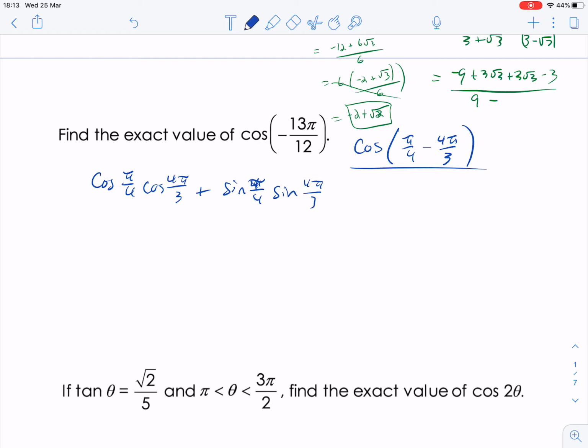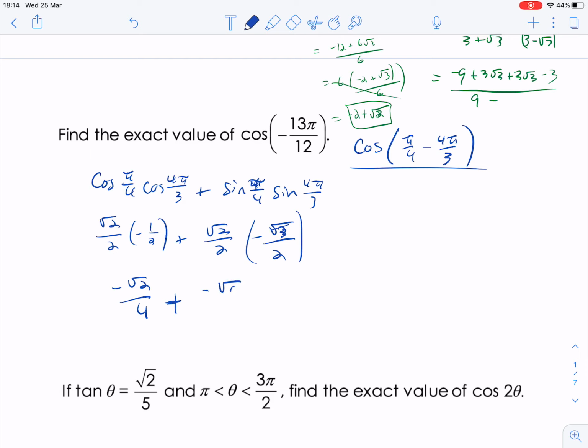Here's the formula for difference of angles for cosine. So cosine of pi over 4 is square root 2 over 2. Cosine of 4 pi over 3 is going to be negative 1/2. Square root 2 over 2. And sine of 4 pi over 3 is negative because we're in the third quadrant now. Square root of 3 over 2. Which will give us negative square root of 2 over 4 plus negative square root of 6 over 4, which is going to give us negative square root of 2 minus square root of 6 over 4.